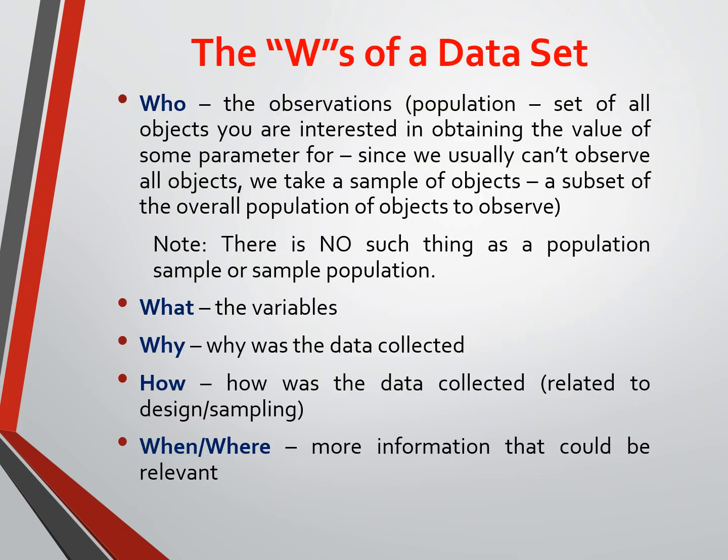Whenever data analysis is to be done, we normally have the W's of the data set defined. First, we have to define who, that is, an observation. Are we making a study about a population, a set of objects for which we are interested in obtaining the value of some parameters? Like in a school, in one particular class, you may be taking observations on 60 students. Then they are considered a population because you are discussing within that.